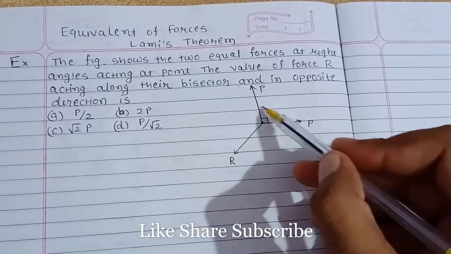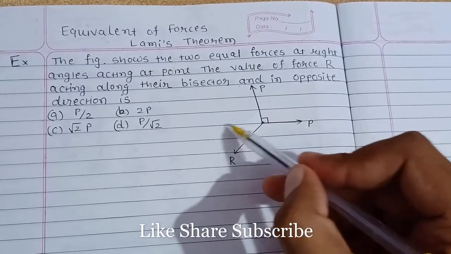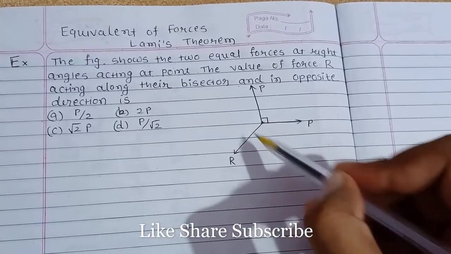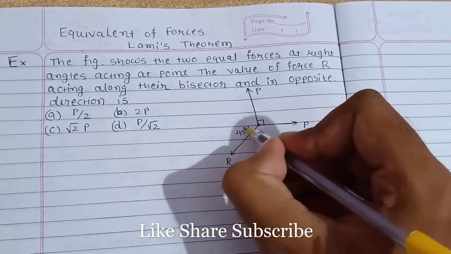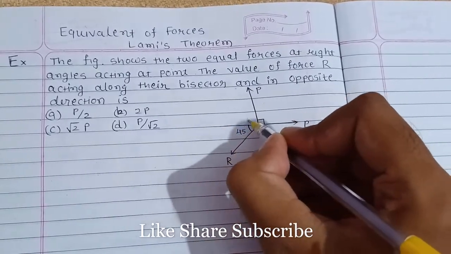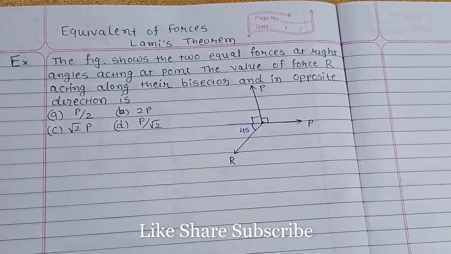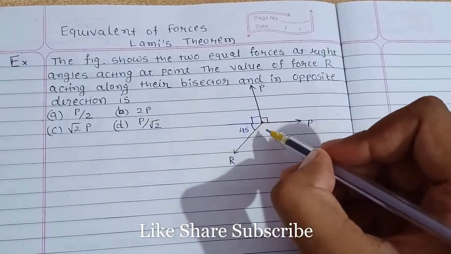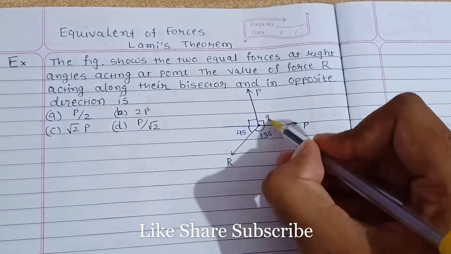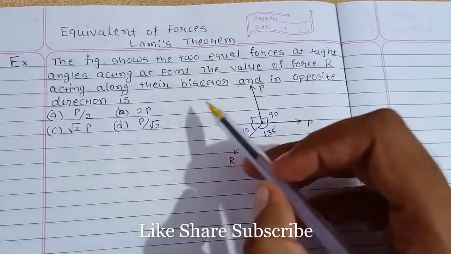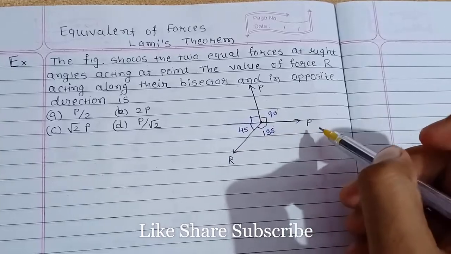These two forces are at 90 degrees, so the bisector will be at 45 degrees. If we extend this, it will also bisect the third quadrant. So this angle would be 45, and again this angle is 90, so the total angle would be 135. I hope you got the concept. In a similar way, this angle would also be 135, and this angle would be 90. So we have to find the magnitude of the force R in terms of these two forces P and P.